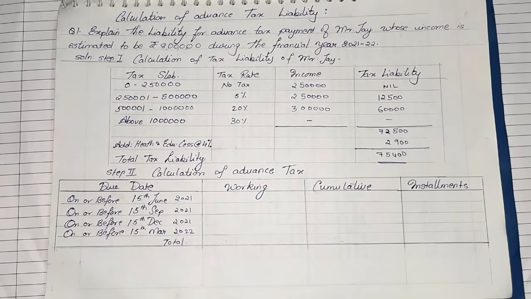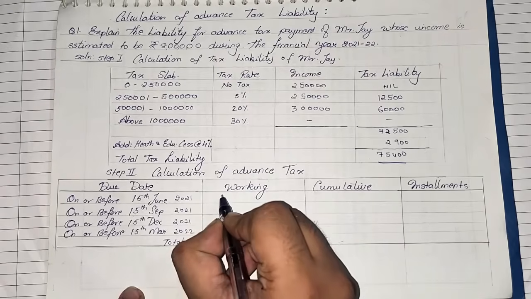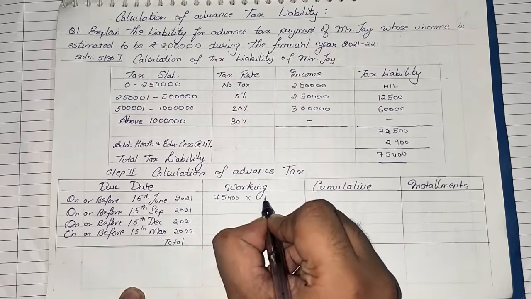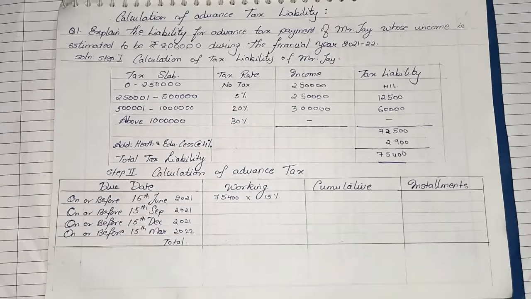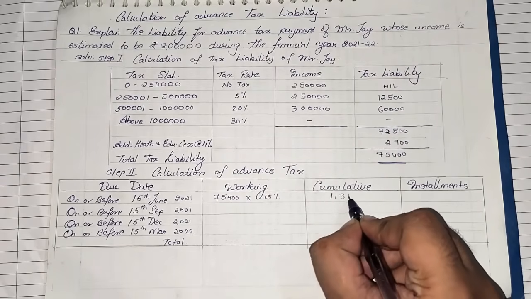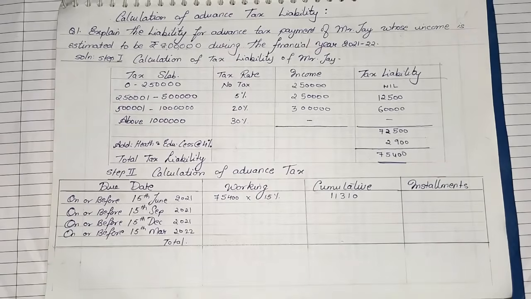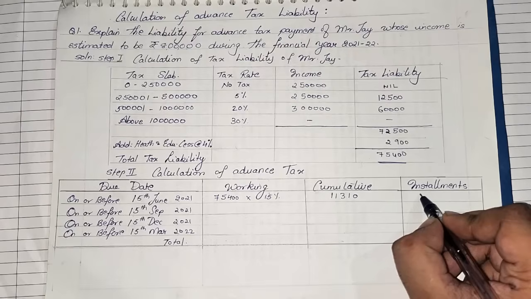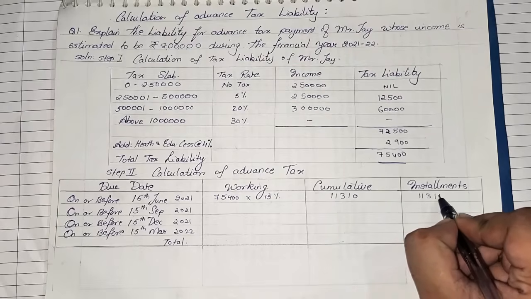Now the rule states that if it is on or before 15 June, the advance tax liability will be 15% of the net tax liability. So it will be 75,400 into 15%. We will multiply and check what value we get. Into 15%, we will get the value as 11,310. So our very first installment, we'll keep that as an installment value, so it will be 11,310.